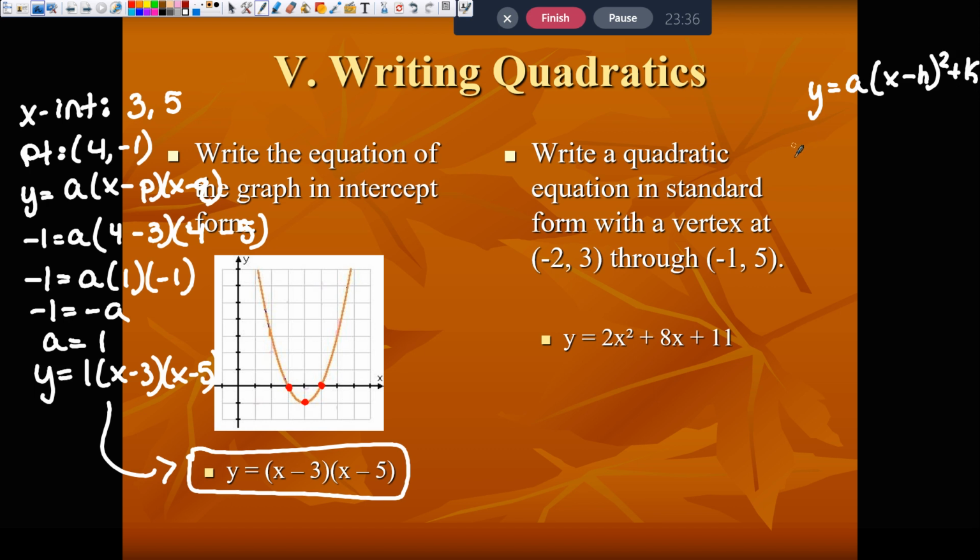So I'm going to have 5 equals a times negative 1 plus 2 squared plus 3. And I'm going to solve for a. So my a is going to equal 2. Then I'm going to take my 2 and my vertex and substitute it back into my equation. So I will have y equals 2 times x plus 2 squared plus 3.